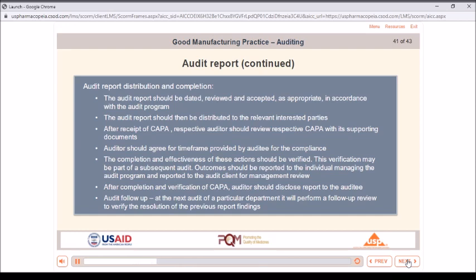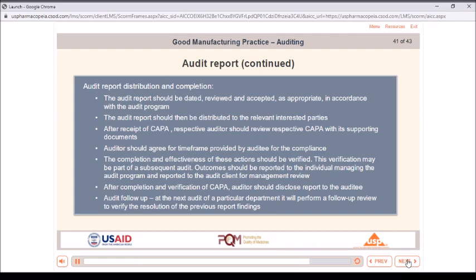After receipt of CAPA, the respective auditor should review the respective CAPA with its supporting documents. Auditor should agree to the time frame provided by the auditee for the compliance. The completion and effectiveness of these actions should be verified. This verification may be part of a subsequent audit. Outcomes should be reported to the individual managing the audit program and reported to the audit client for management review. After completion and verification of CAPA, the auditor should disclose the report to the auditee.